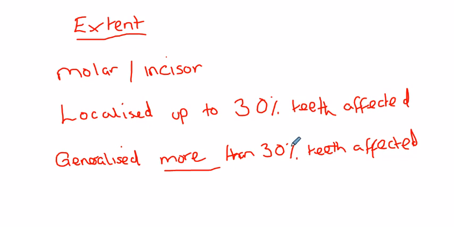So again, is it a molar incisor pattern? Is it localized, where up to 30% of the teeth are affected? Or is there more than 30% of the teeth affected, which means it's generalized. If we go back to our 46-year-old female patient, she actually just had one area that was affected, which you saw in the radiograph. So less than 30% of her teeth were affected, therefore she had a localized pattern.